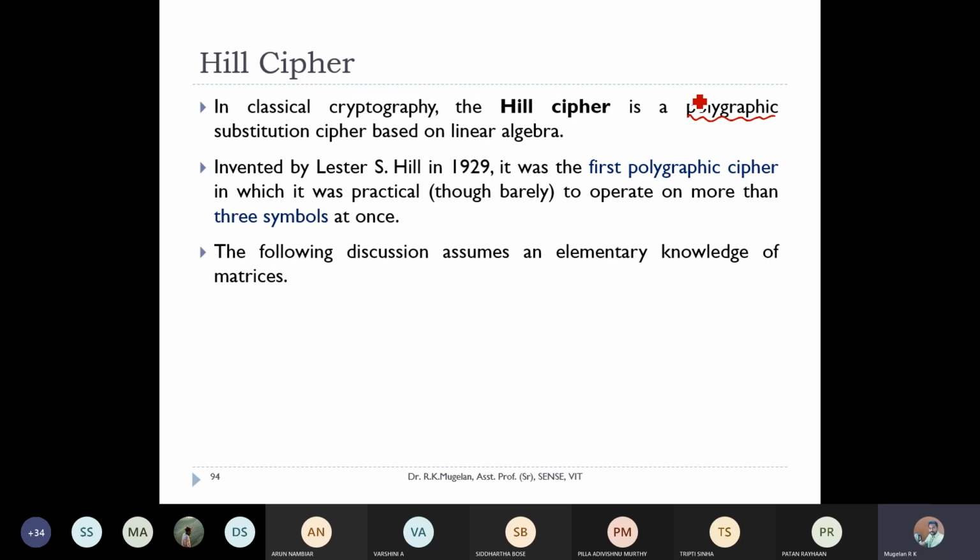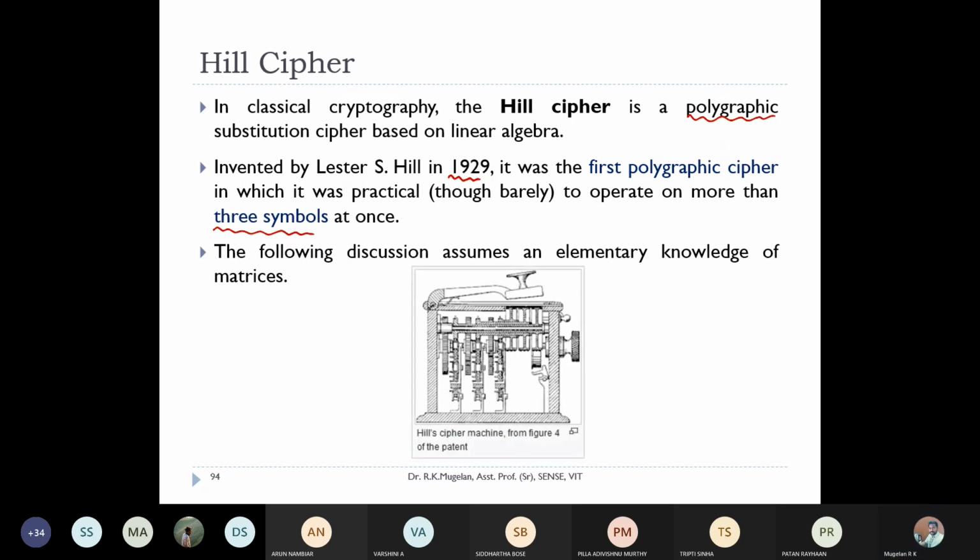Whereas if you take the Playfair cipher, you can encrypt two characters at a time, right? But in the case of Hill cipher, you can encrypt more than 2 or 3 characters based upon your convenience. You can even encrypt 10 characters at a time. Okay, so this was introduced by Lester S. Hill in 1929. Here he created an electromechanical device which can operate on 3 symbols at a time. That is, you can encrypt 3 symbols at a time.